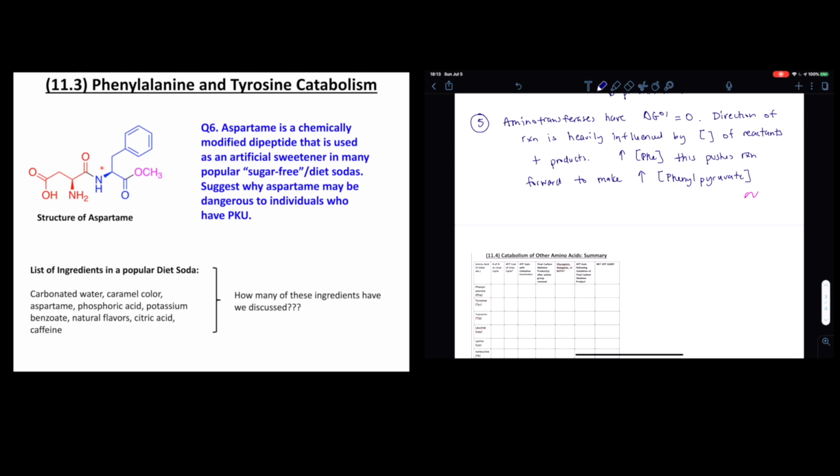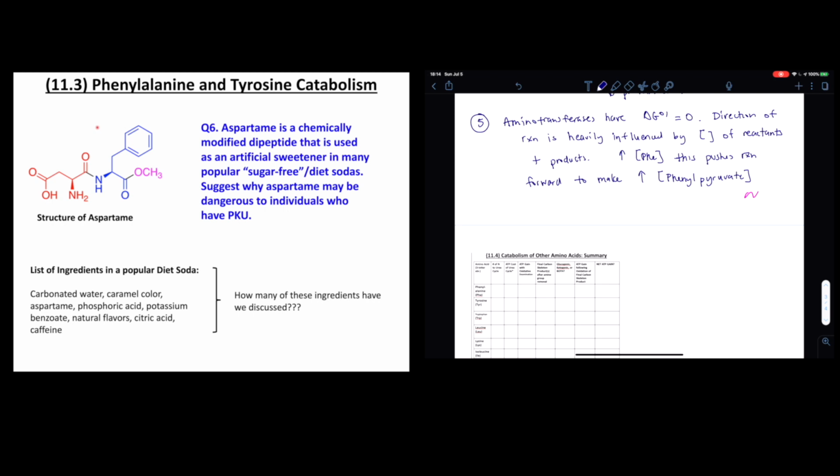So if you look at the structure of it, right, go N-C-alpha-CO. This is going to be the amino acid aspartate or aspartic acid. This is the side chain of aspartic acid. And then N-C-alpha-CO, this is going to be the side chain of phenylalanine. And this is a methylated C terminus. So that's aspartame.